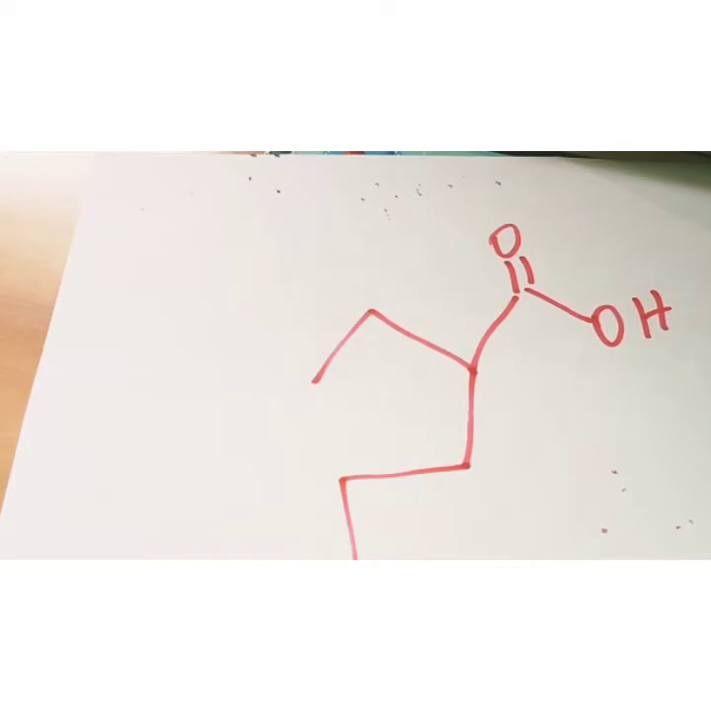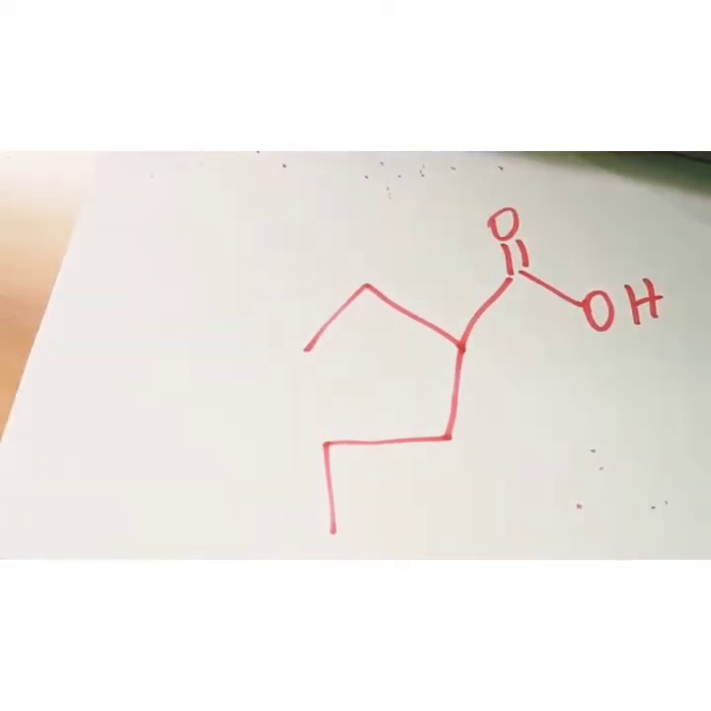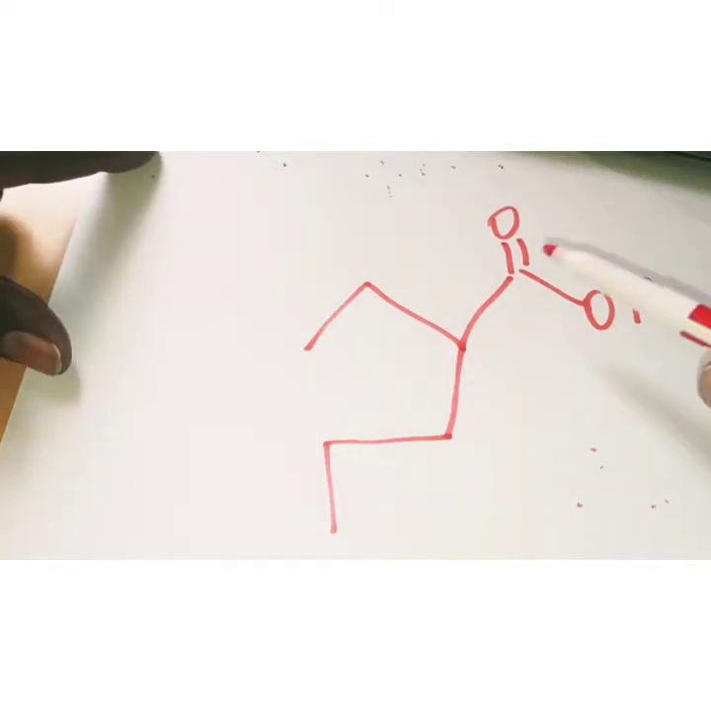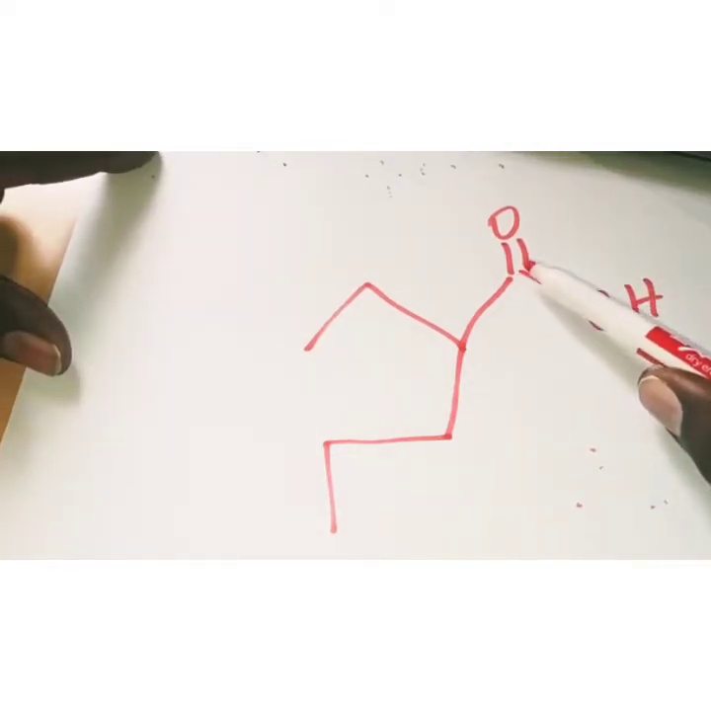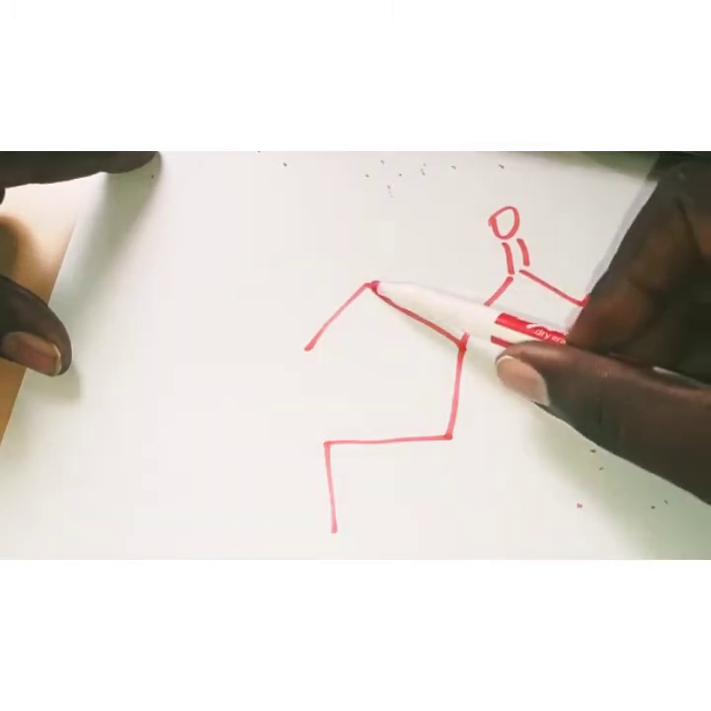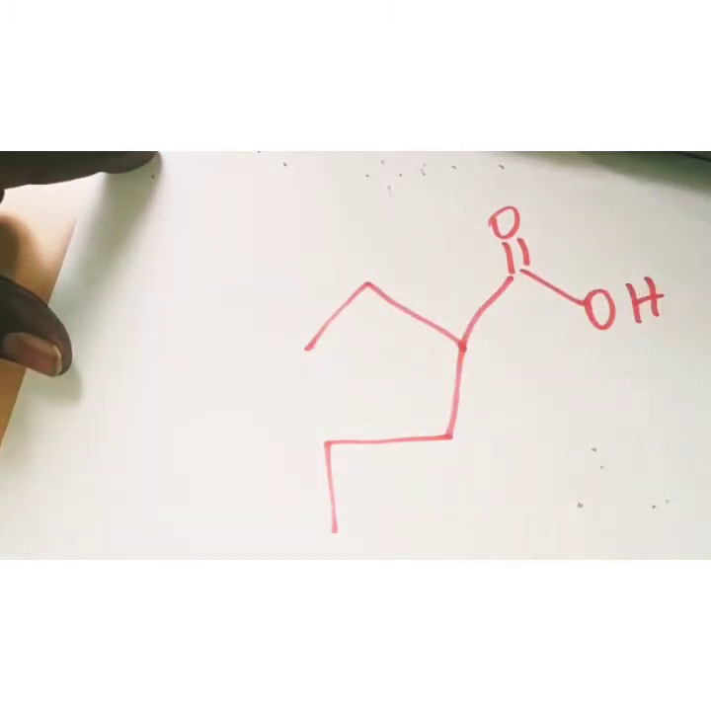Okay, I just made it a little bit complex because the more complex it is right now, the more exciting it is. All right, so we want to name this. The first thing we want to do is find the longest carbon chain. Notice how I'm going to count now. 1, 2, 3, 4. So I found 4. Let's try now.